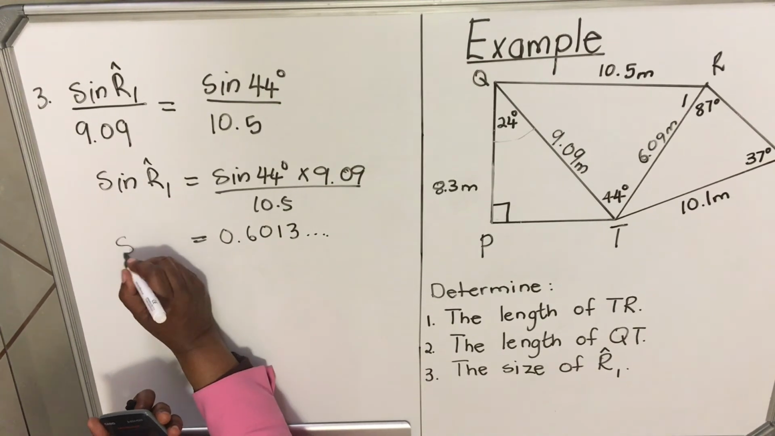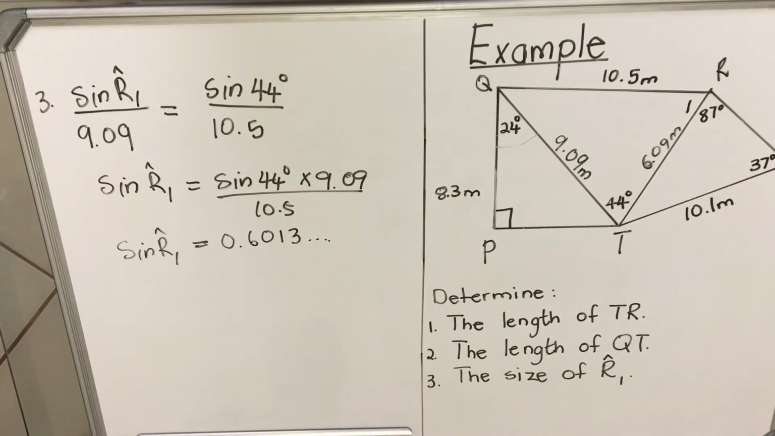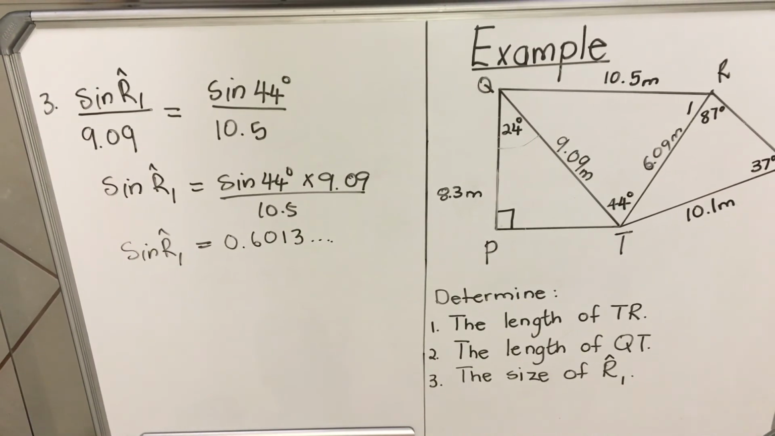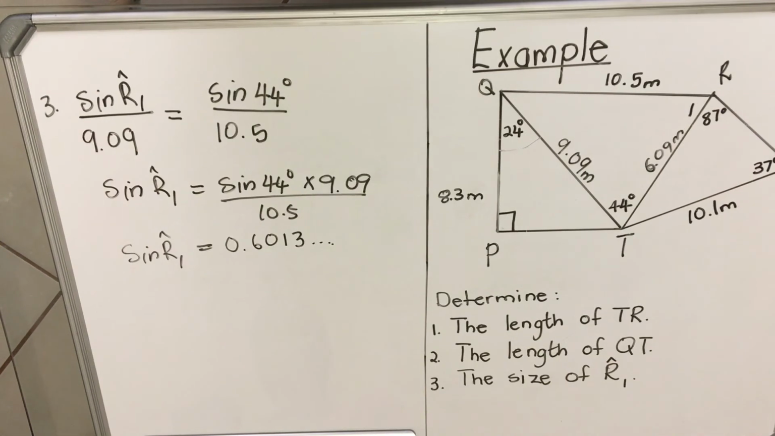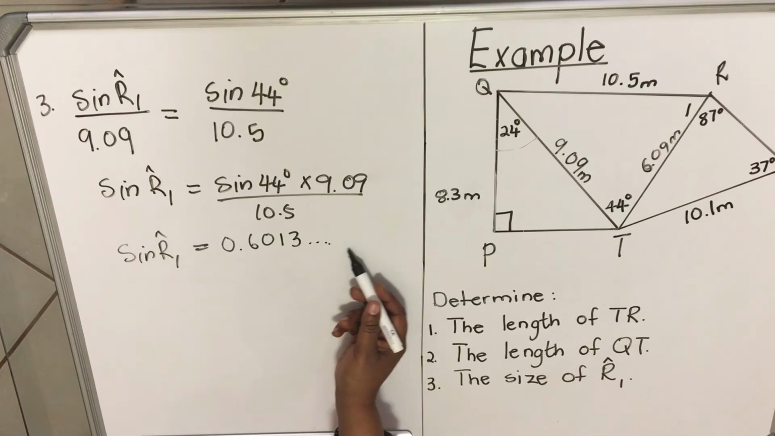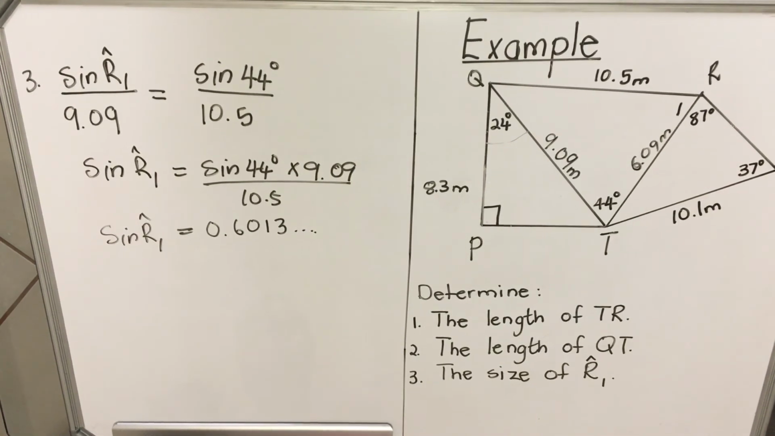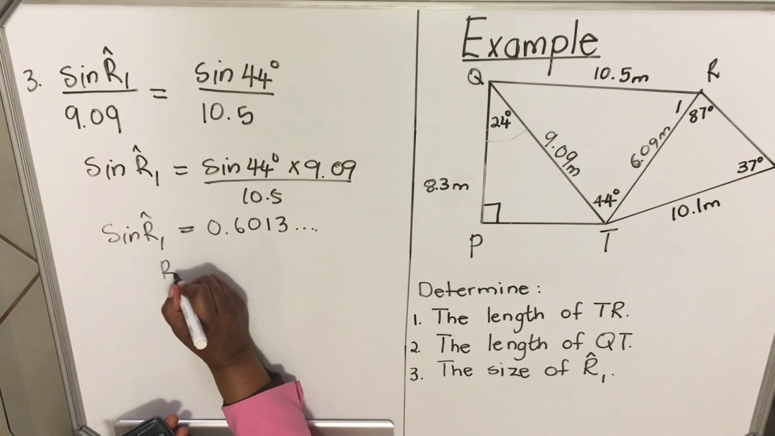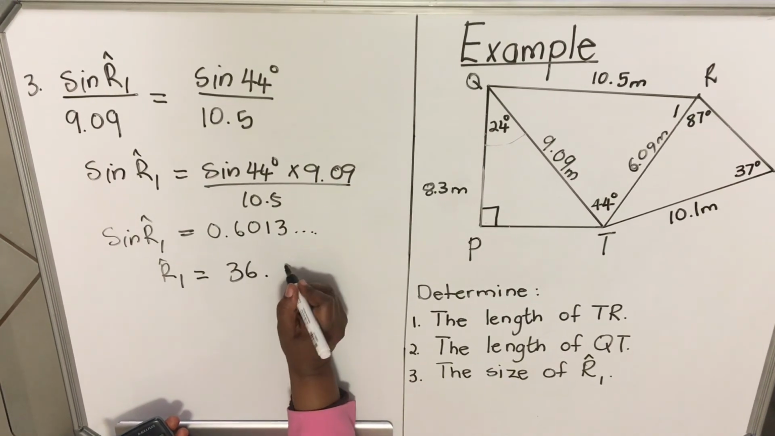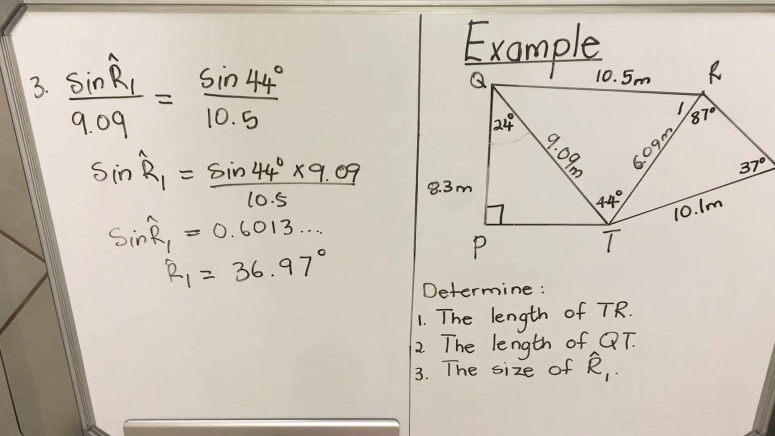Now you can tell this is not an angle. It's still sine R1. So we need to find the angle. To find the angle, we say shift sine. For our answer to be more accurate, we press the answer button. It has stored the answer that we had here. You remember, we rounded off, we didn't write all the digits. So if you press the answer button, it will write all the digits that you had. Then you say equals to. So your R1 is equal to 36.97 degrees. This is how you calculate the angle.